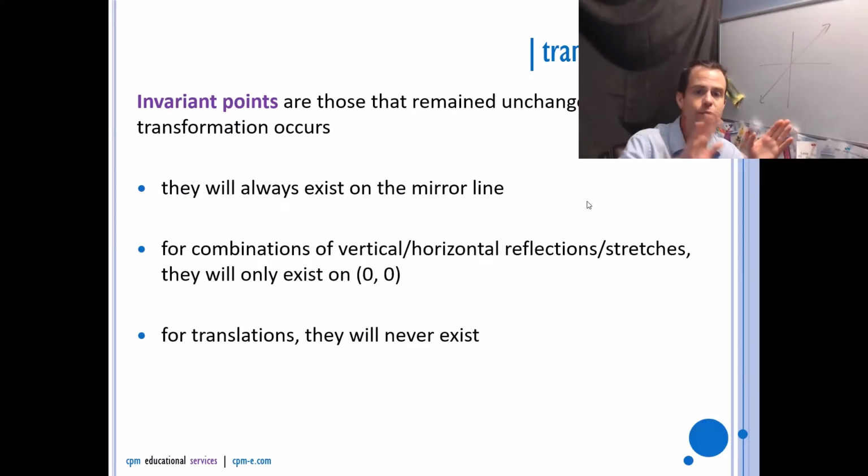As soon as you slide something to the left or to the right, or up or down, you've slid everything. And that means everything changed. So the definition of an invariant point is it didn't change, so that doesn't happen with translations.